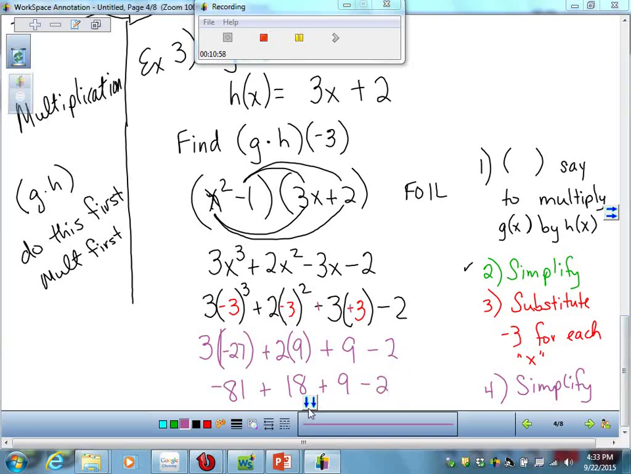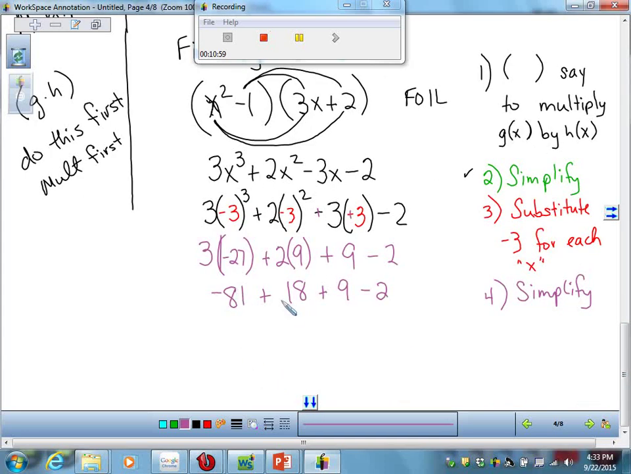Last but not least, combine them all together. Negative 81 plus 18. My brain is a little slow right now. Negative and a positive. The negative is bigger, so it's going to be negative. So I take away my 18, and we get negative 63. Negative 63 plus 9. Again, a negative and a positive.